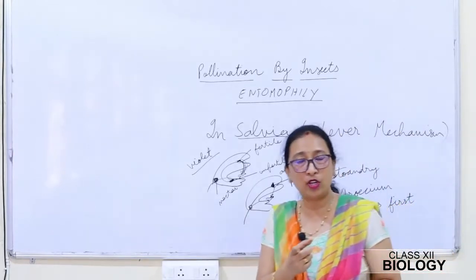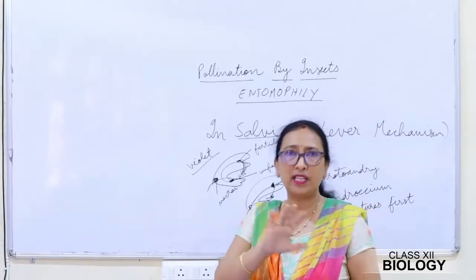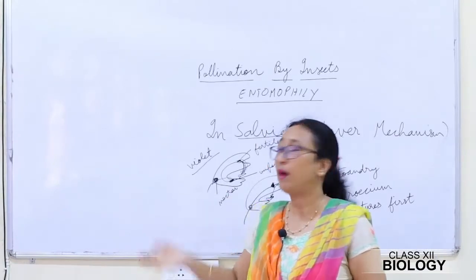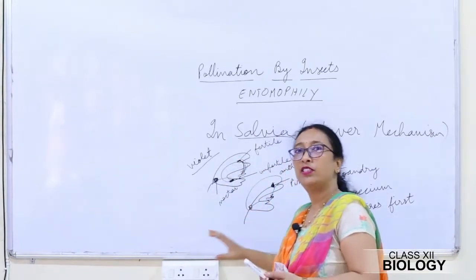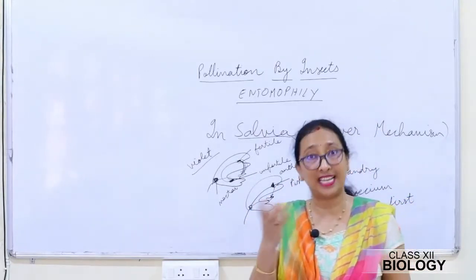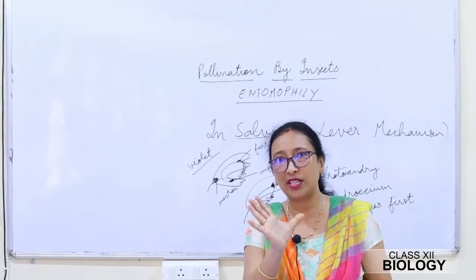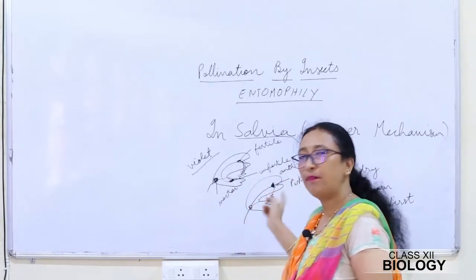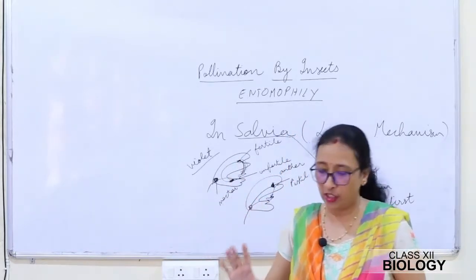The example given in your book is pollination by insects. There is no such mention of which flower. I have particularly taken salvia flower just because it is following the lever mechanism. Because the majority of the flowers are chasmogamous flowers, the stigma remains open, so there is no problem. It is a peculiarity, that's why it is being mentioned.